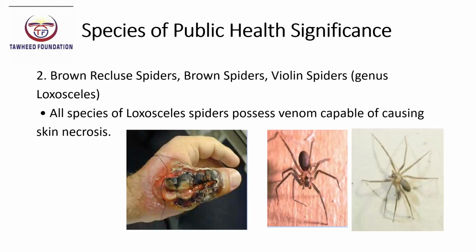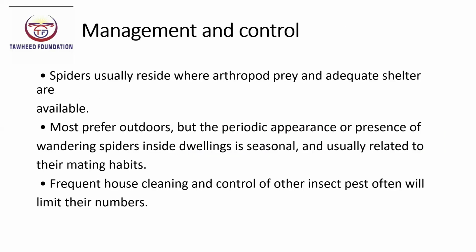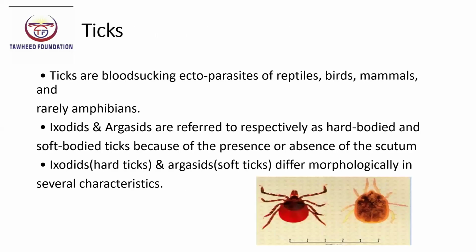This is the public health significance. Management and control: spiders usually reside where arthropod prey and adequate shelters are available. Most prefer outdoors, but the periodic appearance of wandering species inside dwellings is seasonal and usually related to their mating habits. Frequent house cleaning and control of other insect pests often will limit their numbers.